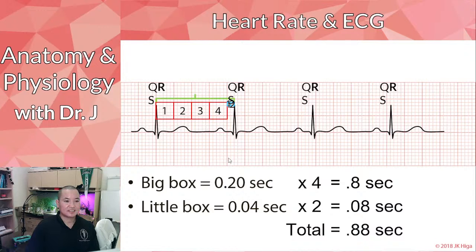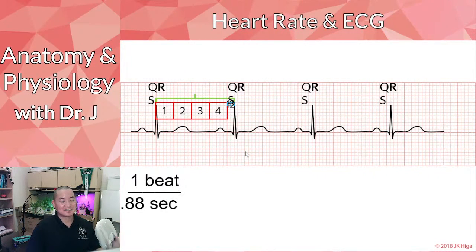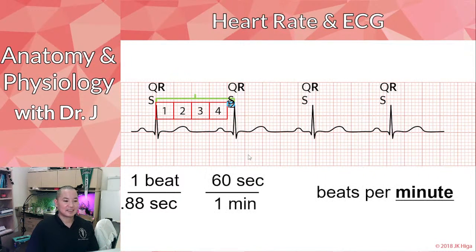Now, how do you convert that to heart rate? Remember, heart rate is based on beats per minute. We have 1 beat, but we have a unit of time in seconds, so we have to convert it to minutes. That's dimensional analysis: we convert seconds to beats per minute. How do you do that? Take how many seconds are in a minute, 60 seconds per minute, and cancel out the seconds. Now you just take 60, divide by 0.88, and you get 68 beats per minute.